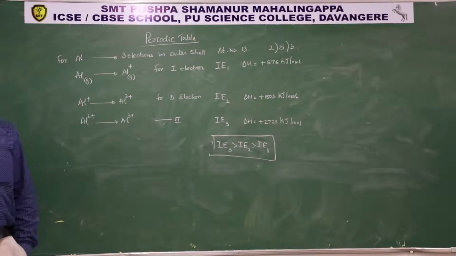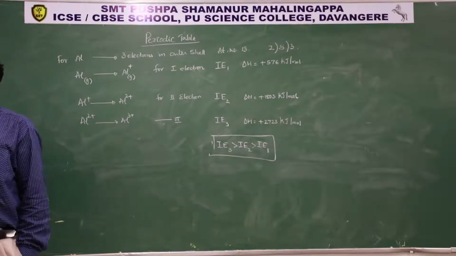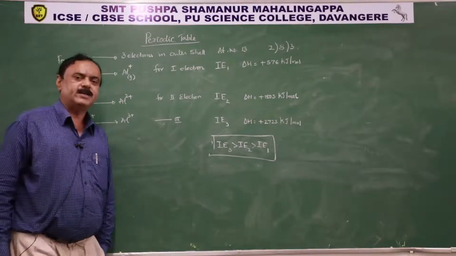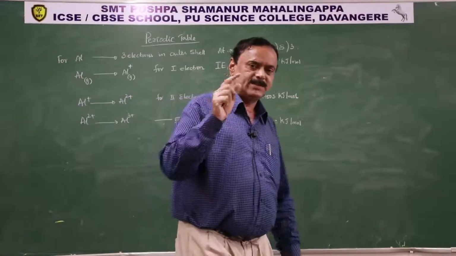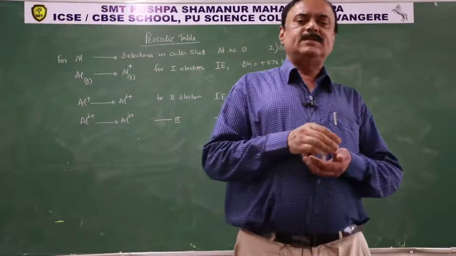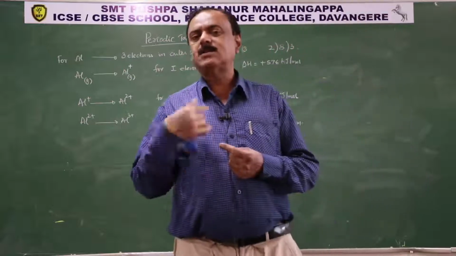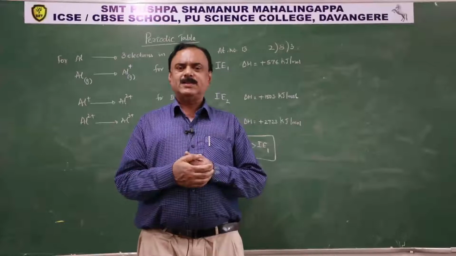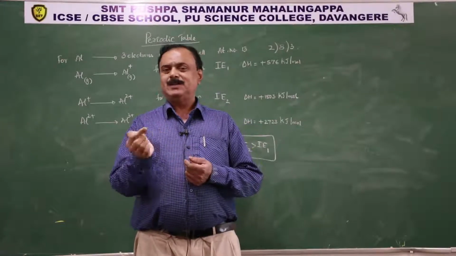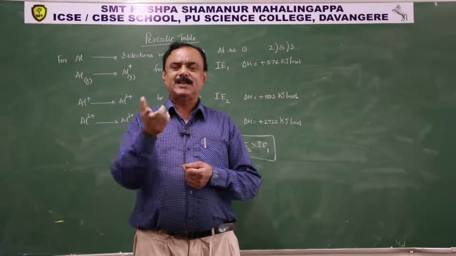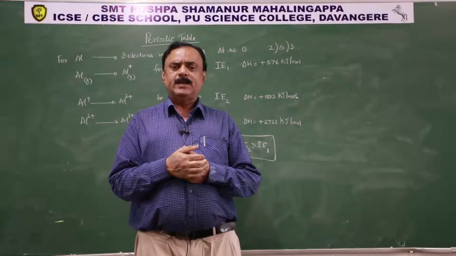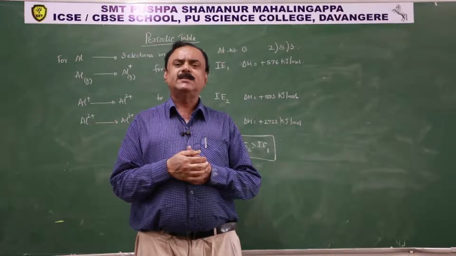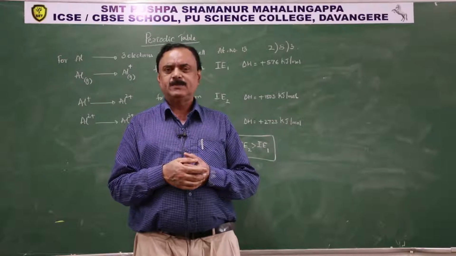Third ionization energy is always greater than the second ionization energy. Second ionization energy is always greater than the first ionization energy. Why is this so? Whenever one electron is lost from the higher energy level, now it is not an atom, now it is an ion. Cations are formed. Ionization energy is the tendency for the formation of the cations.